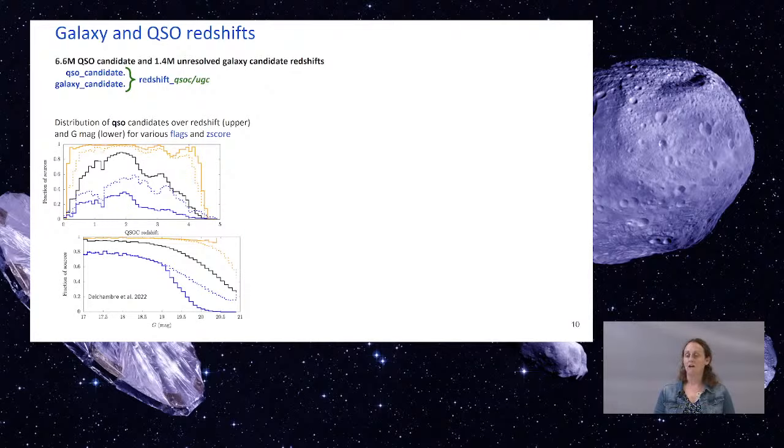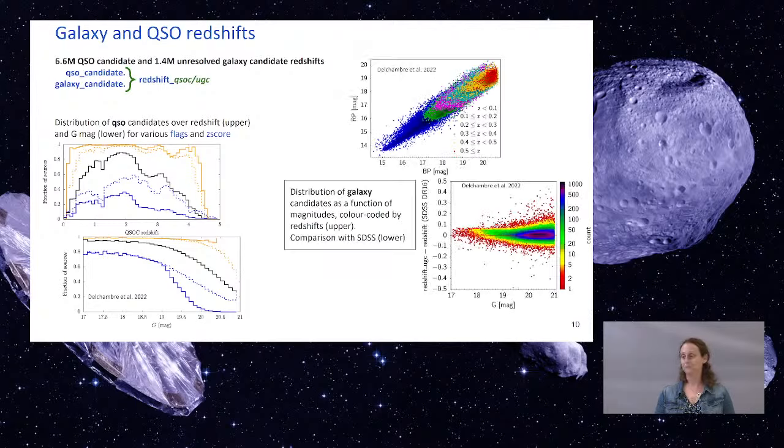On this diagram, I'm showing the distribution of the QSO candidates for redshift on the top panel, and then as a function of G magnitude on the bottom panel. There are several different colors and line styles here, and these are basically for different flags and z-score types. So you should look at the documentation to get more information on the best way for you to select your sources. Now on the right, I'm showing the results from the galaxies.